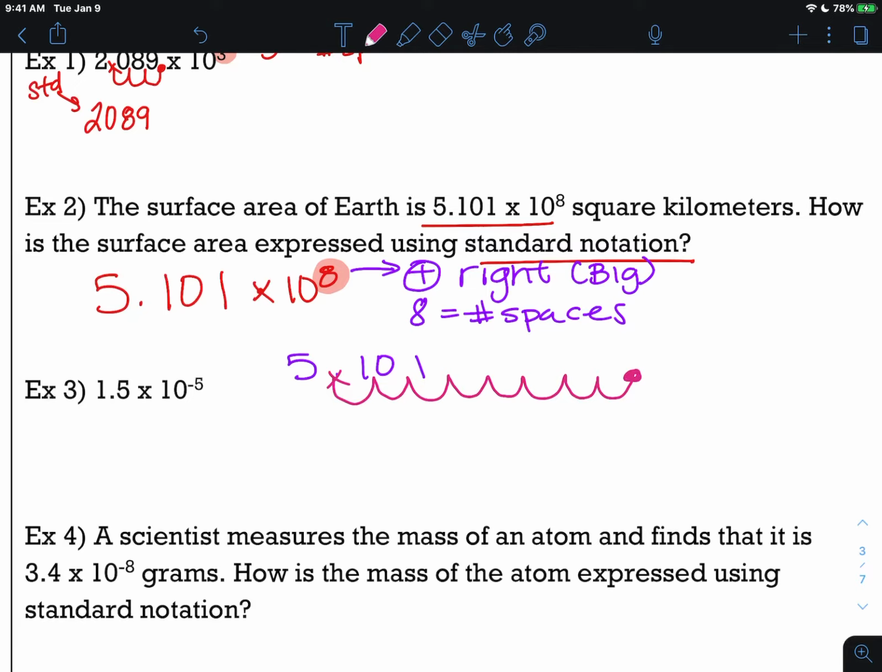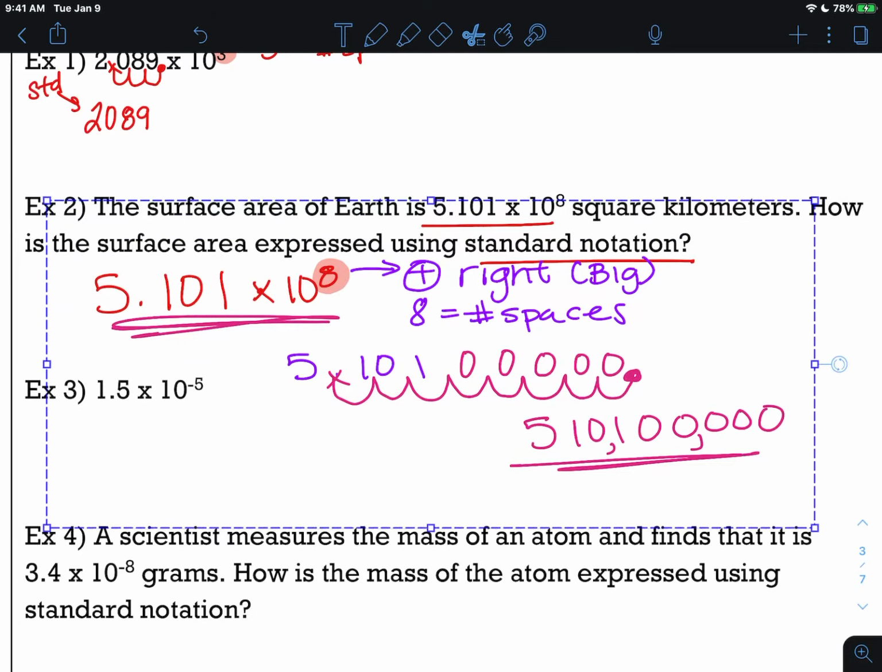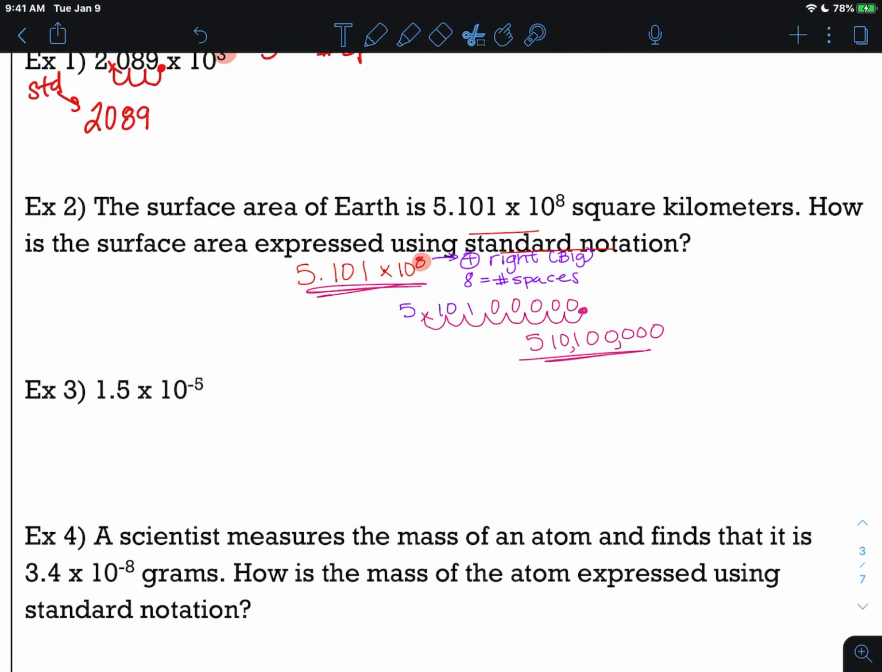But wait a second. Something's weird here. There's a whole bunch of blank spaces. What do I do with that? Well, I can just fill those in with zeros. So my new number should look like this. Noticing that it would probably be a lot easier to keep that as scientific notation instead of standard form, because I had to make sure I was counting all of my zeros to make sure that I was correct. So let me clear this up so we can get some more space.